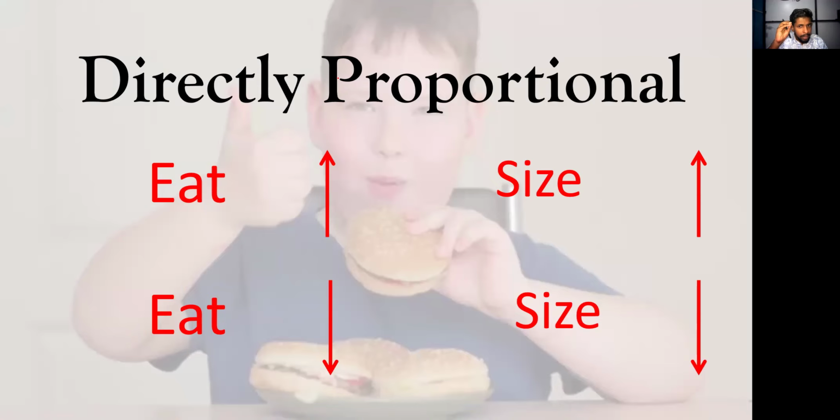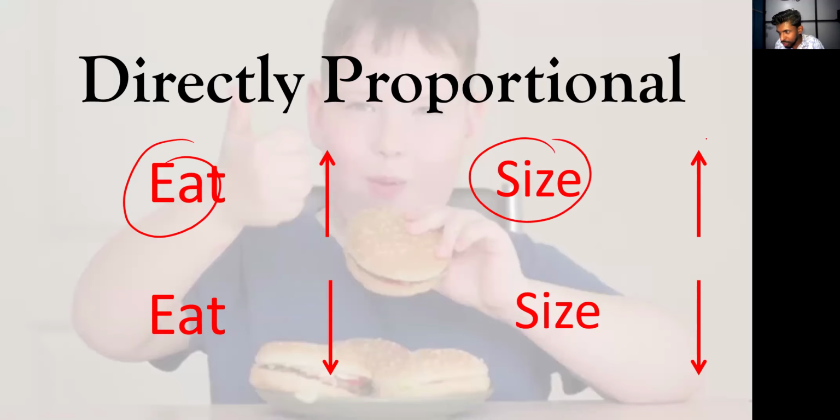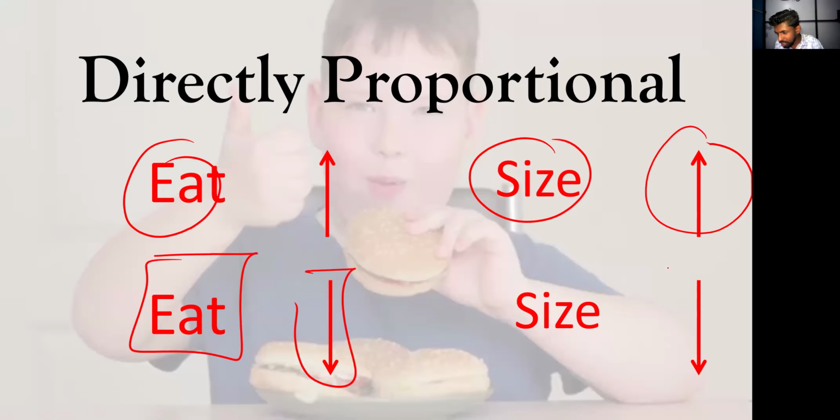Well, directly proportional. Okay, listen here. When you're eating more and more, what will happen to the size of the body? The body size also will increase, right? So when you're eating less, what will happen to the size of the body? It will also become less, right? So here I will say eating is directly proportional.